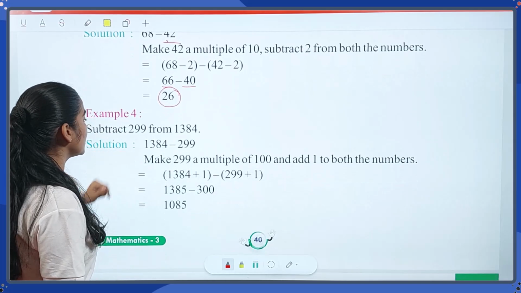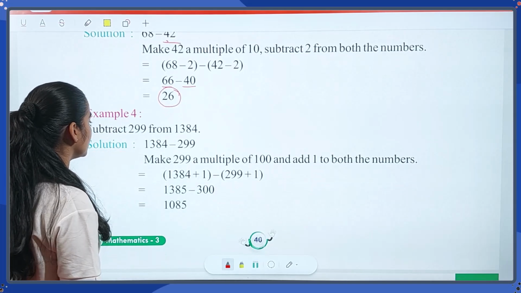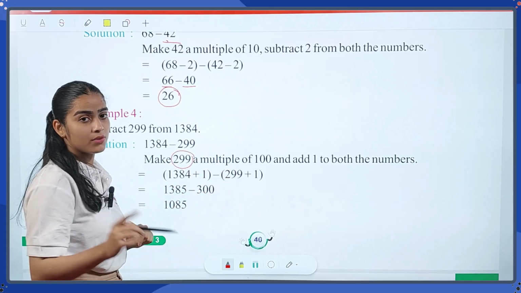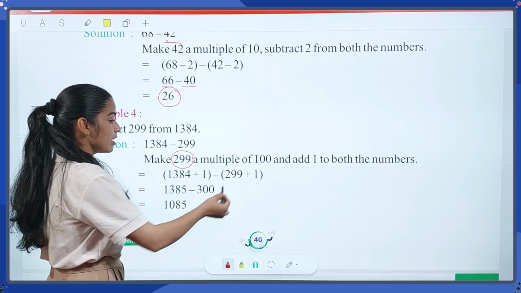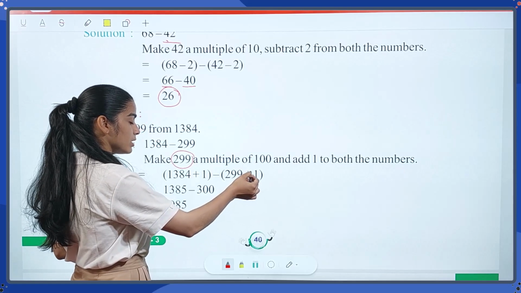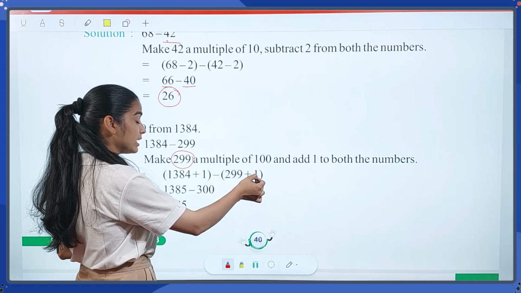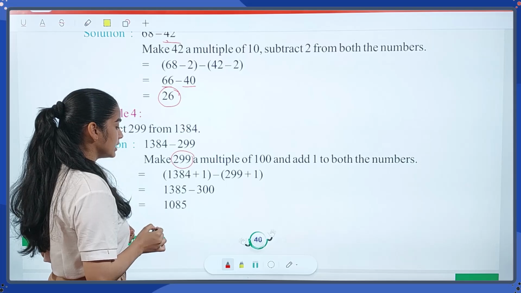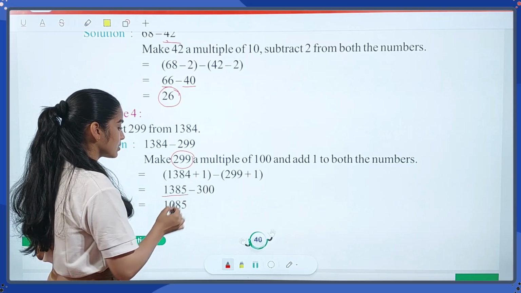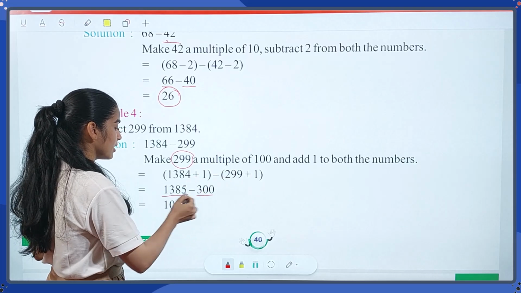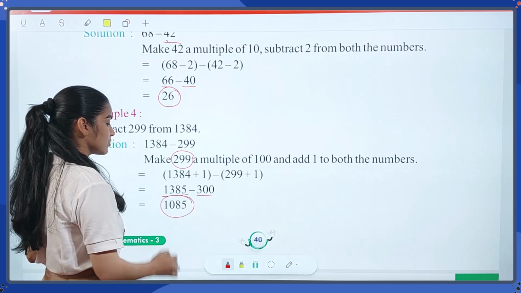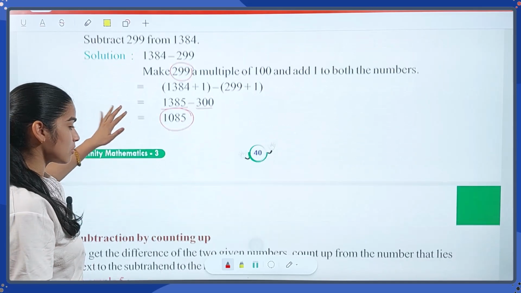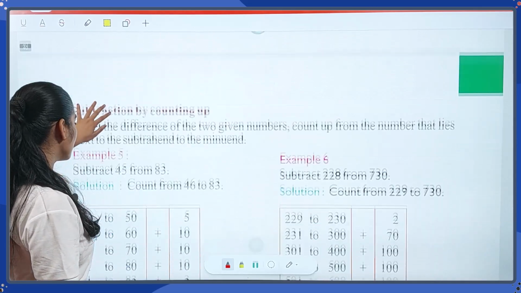Now subtract 299 from 1384. So what you have to do is make 299 a multiple of 100 first. So how can you make it? If you add 1 to 299, then we also have to add 1 to 1384. By adding this, your answer is 1385 and this is 300. When you subtract it, you will get your answer, which is 1085. So I hope, students, this is the easy manner to solve your questions. You can choose this and you will get your answer.